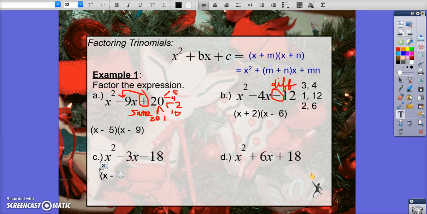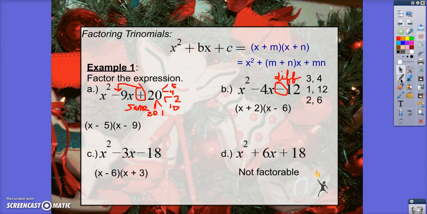Now hopefully, like I said, this is a review of what you've done before in Algebra 1. So hopefully you're not having too much trouble to get your answer. Now this one is a little tricky because it's not factorable. You could try all your different combinations, but it's never going to get you the factorable part.